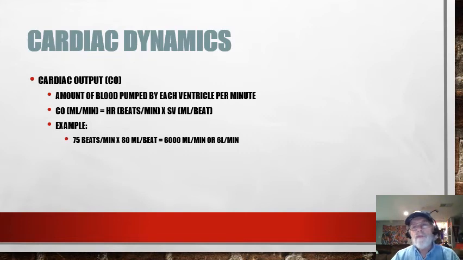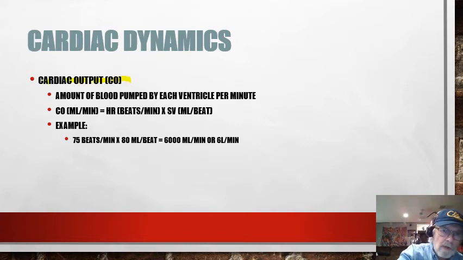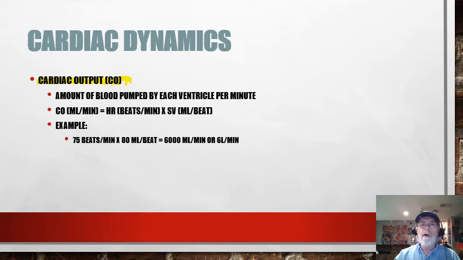Okay, now this brings me to another concept and something else that you need to know. You definitely need to know this word: cardiac output. Cardiac output is the amount of blood that the heart pumps by each ventricle per minute. Okay, it's anywhere between 5 to 6 liters of blood that's moved per minute. Okay. So the cardiac output is the amount of blood that's pumped by each ventricle per minute.